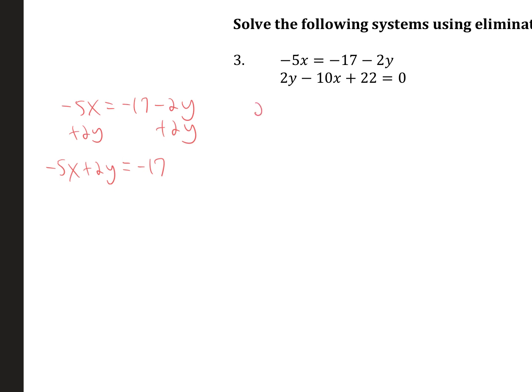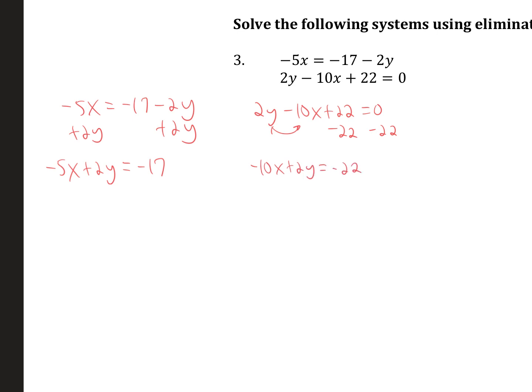How about the bottom one over here? We got 2y minus 10x plus 22 equals 0. Well, x and y are on the same side here, which is nice. We can kind of rearrange those. We got to get that 22 to the other side. How do we do that? Minus 22. Now I'm just going to flip these two here, okay? Because commutative property says we can flip them around. It doesn't really change, as long as we just rearrange them. So we got negative 10x plus 2y equals negative 22.